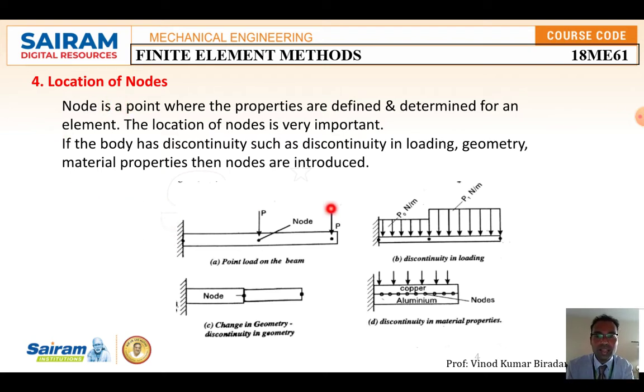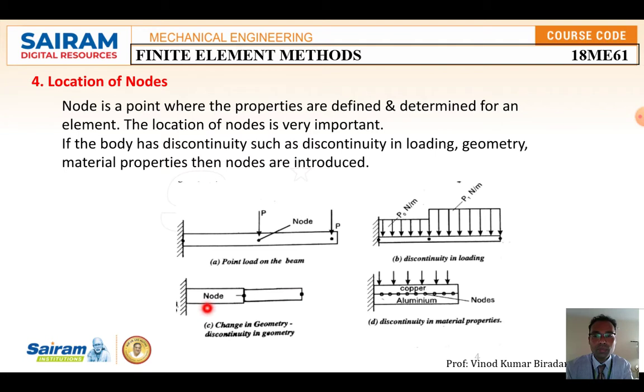Look at the diagram here, this is just an example. A point load on the beam: one end is fixed and a force is acting on the other end, so a node will be introduced here because there is a point. Coming to the second diagram, this is a discontinuity in loading. The load is different on each side, so we denote a node in between these two, because the strength is different here. This is common to elements 1 and 2, and in between we denote the node.